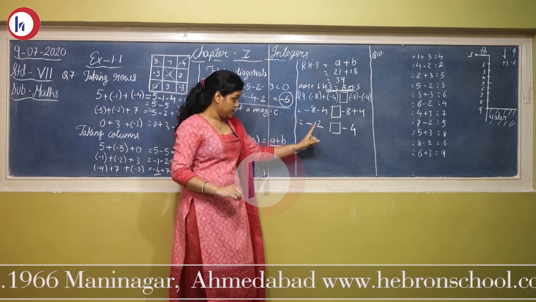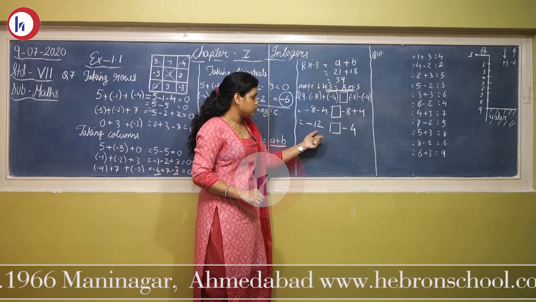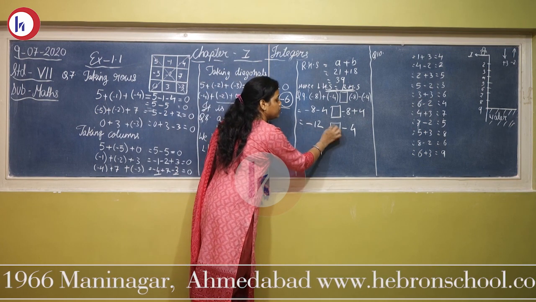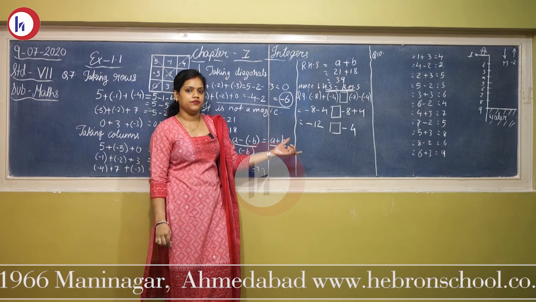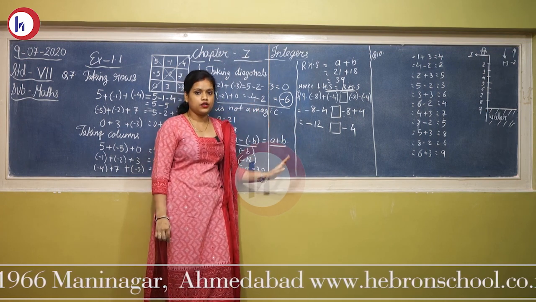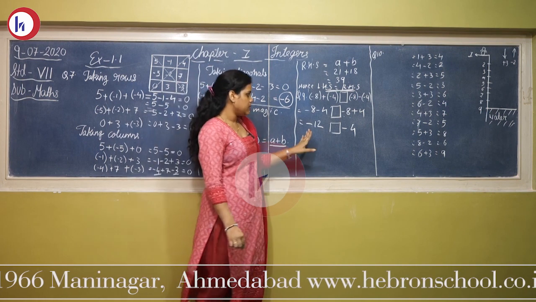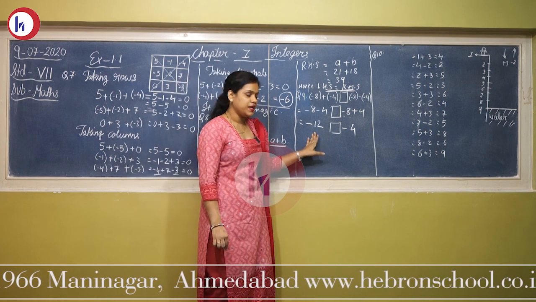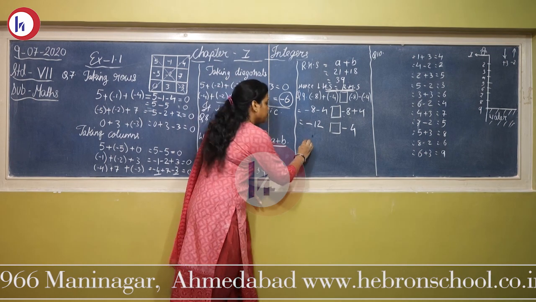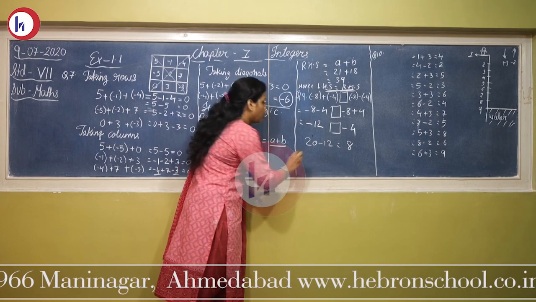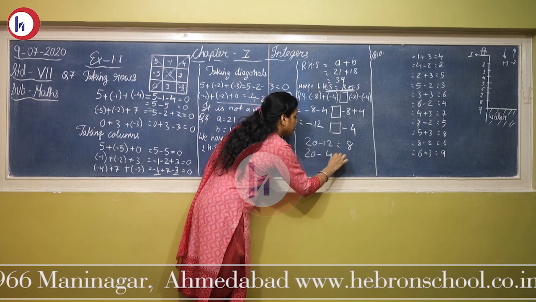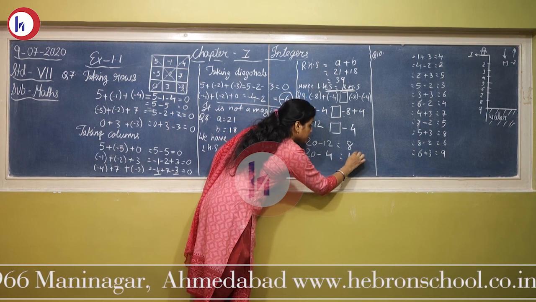Now listen to me here very carefully. What happens, students, is that children immediately say, teacher, 4 is less than. But with a negative sign, this is not true. What you have to think is, suppose from 20 you subtract 12, you are going to get the answer 8. And if from 20 you subtract 4, you are going to get the answer 16.